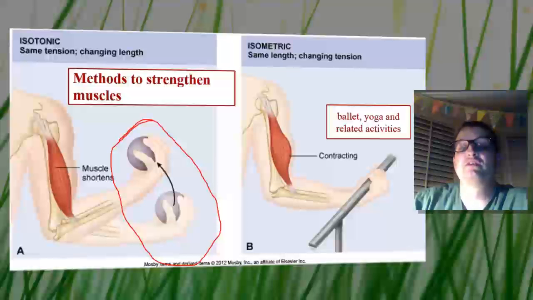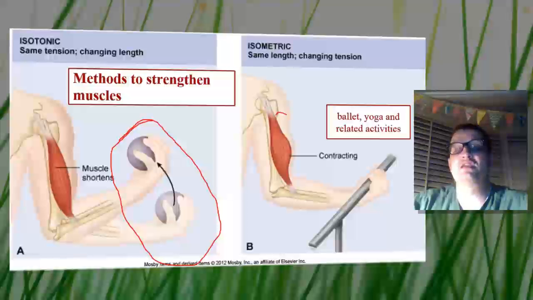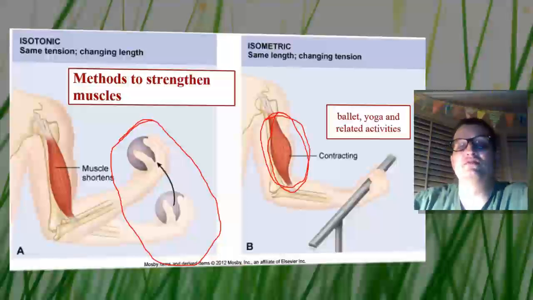And isometric has become more popular lately with yoga and other activities, and we're finding that it's equally very effective for building muscle tone and maintaining muscle health. And here the length of the muscle stays the same, but the tension changes. Okay, so you put the muscle into an optimal configuration and flex that muscle over time.